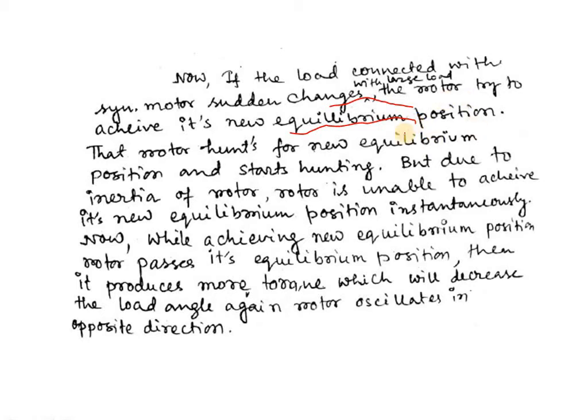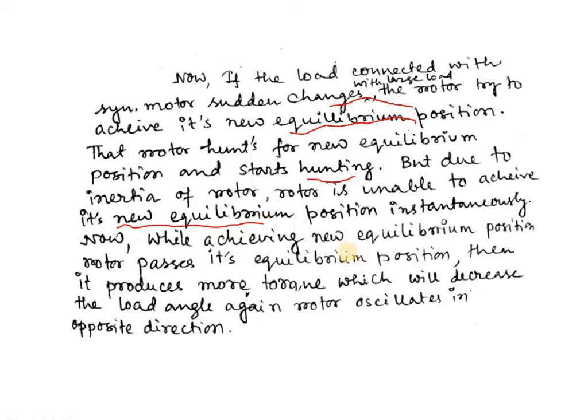So the hunting will occur on the rotor side. But due to the inertia, the rotor is unable to achieve its new equilibrium position. This is another important part: due to the inertia of the rotor, it is unable to achieve its new equilibrium position instantaneously.